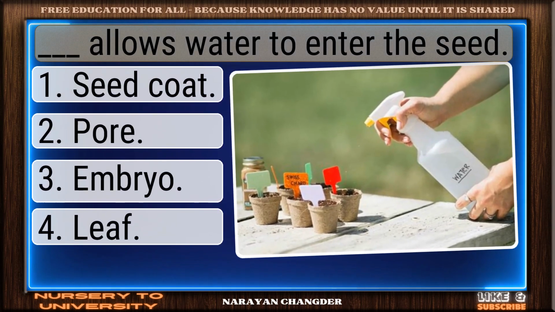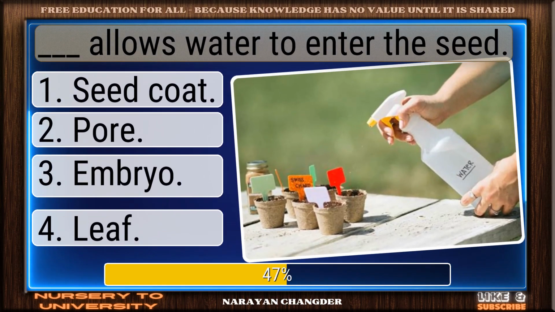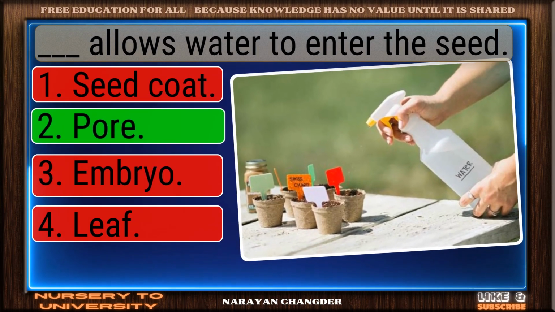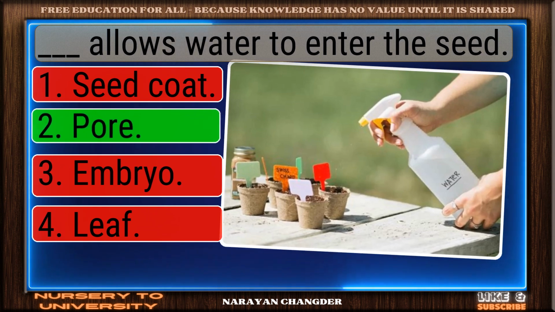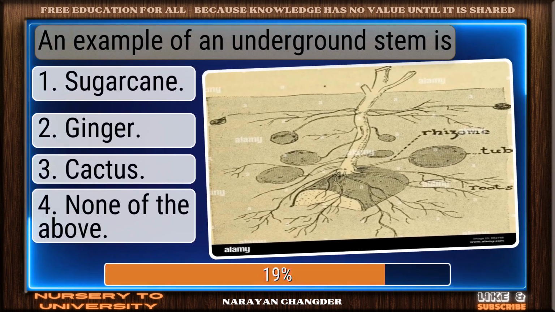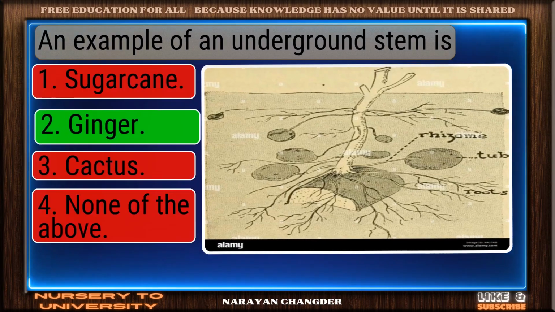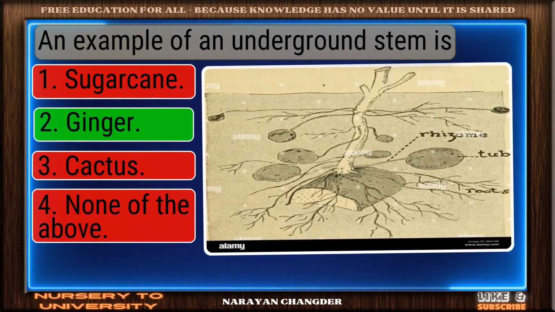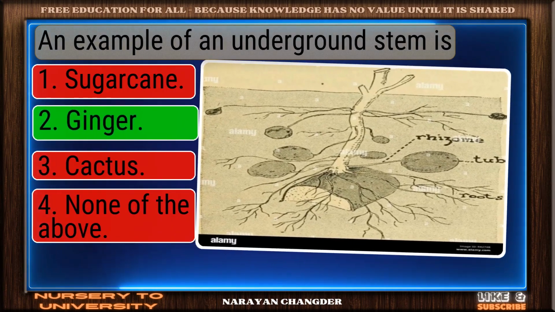Dash allows water to enter the seed. Correct. Pour is the right answer. An example of an underground stem is. Right again. Ginger is a valid answer.